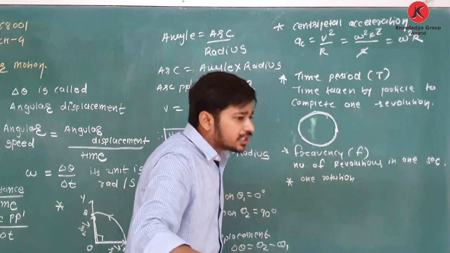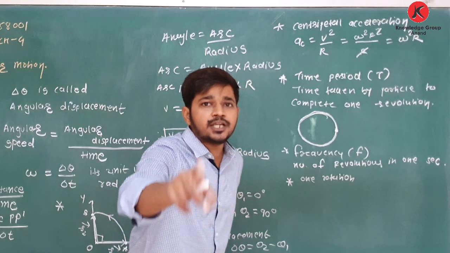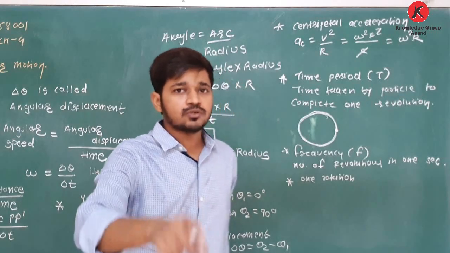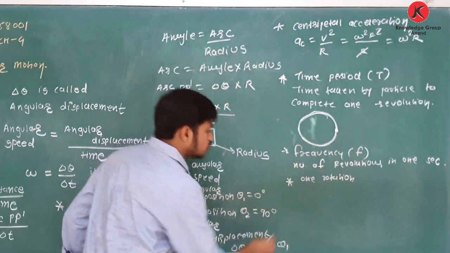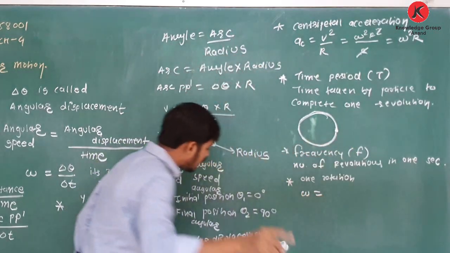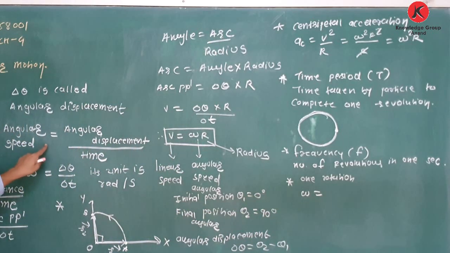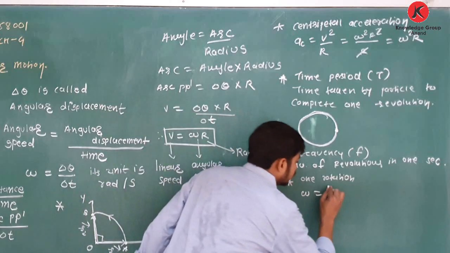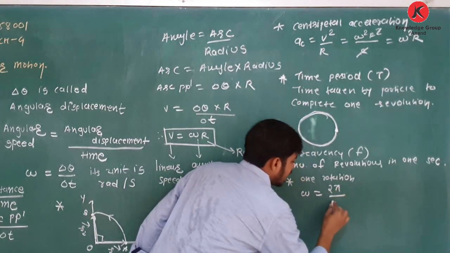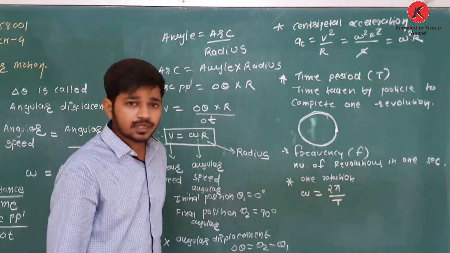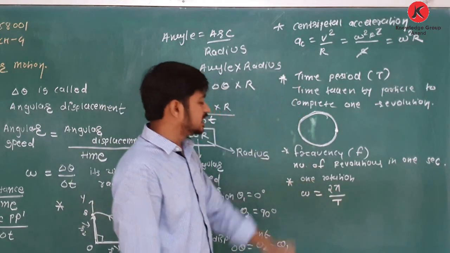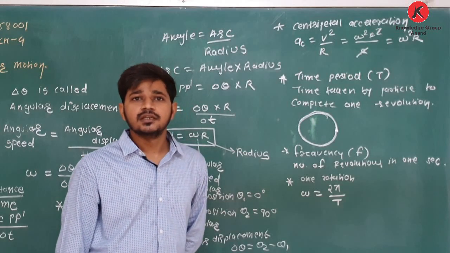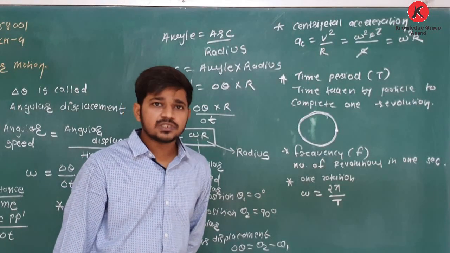So during one rotation, what is angular displacement? 2 pi. During one rotation, what is the time taken to complete the circle? It is T. So how to find angular speed omega? With the help of this equation: angular speed is equal to angular displacement upon time. During one rotation, angular displacement is 2 pi radian and time is capital T. Why capital T? For one rotation, what is the time taken by the particle? It is T. Clear about this?